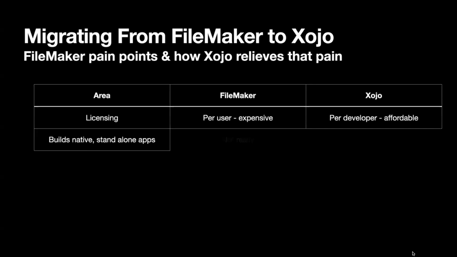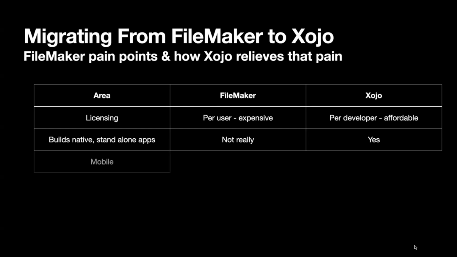What about building native standalone apps? Well, FileMaker doesn't really build native standalone apps, but Xojo does. The code that you write, or the applications you build, are compiled down to machine code. It's an app no different than an app built in traditional tools like Xcode or Visual Studio. You get a compiled application, which also, of course, means you get compiled performance as well. And if you're going to sell something to other people, it means that your source code is protected because they can't get to anything. They just use the app you build.